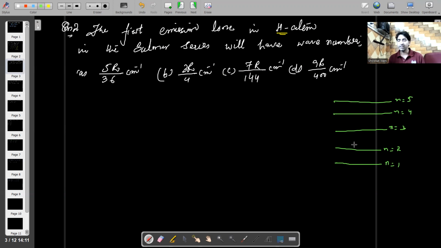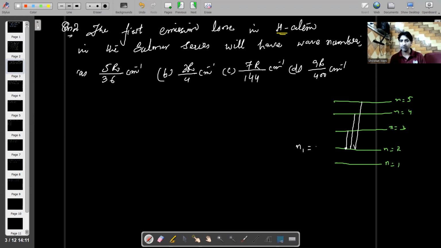Whenever an electron jumps from any higher energy level to the second level, the series of lines is known as the Balmer series. This is again a Balmer series line. Now, in the Balmer series, this n is equal to 2. This will be your first line.